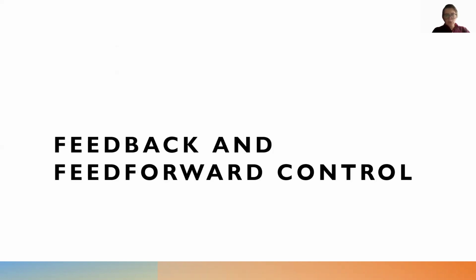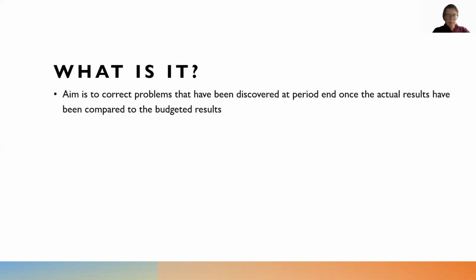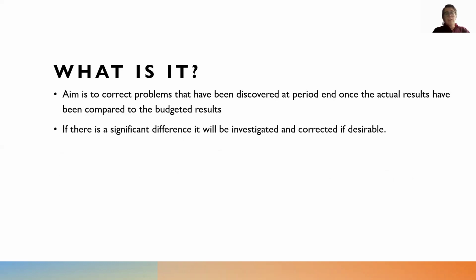So part of budgetary control then looks at feedback and feed-forward control. So we will firstly have a look at feedback control. What is it? Well, feedback control aims to correct any problems that have been discovered at period end once the actual results have been compared to those that were budgeted. If there is a significant difference, it will be investigated and it will then be corrected if desirable. They are reactive when this feedback happens because it generally tends to occur after the event. It is feedback.